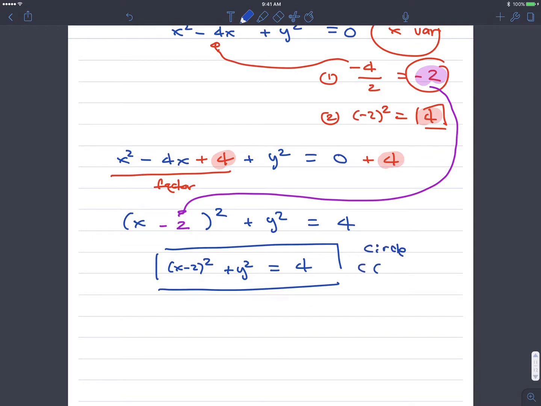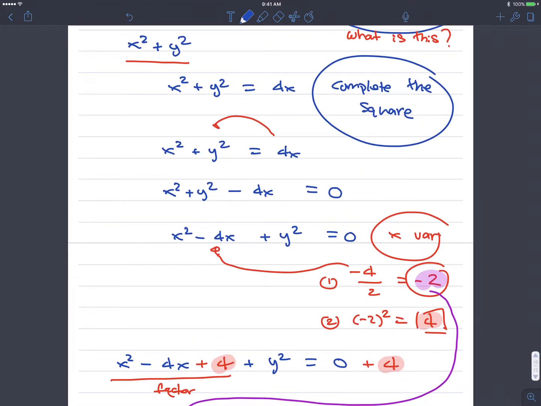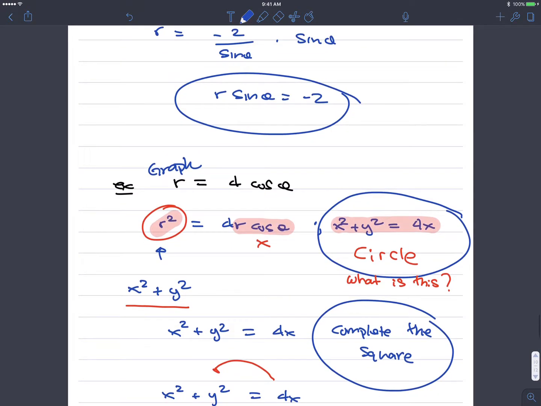Where's the center of this circle at? X is 2, y is 0. What's the radius of this circle? 2. So, to make a long story short, yes, you did convert by going from this step here, r equals cosine theta, to this equation. You've converted: x squared plus y squared is 4x. Now that's a conversion. That's perfectly allowed. And if you gave that as an answer, I would say fine, that's good.